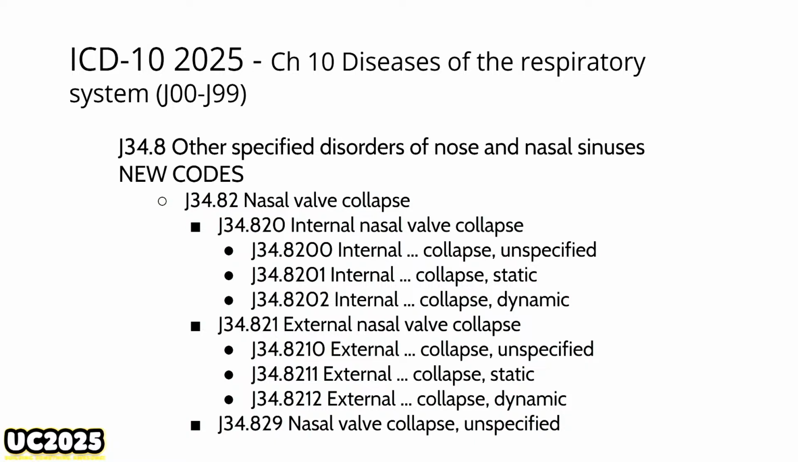These are new codes for J34.8. More specificity for the internal nasal valve collapse. We have those going all the way out to, I think it was 8212, is the highest number that we have for these that are being expanded out. And I think that's all I have for notes for this.